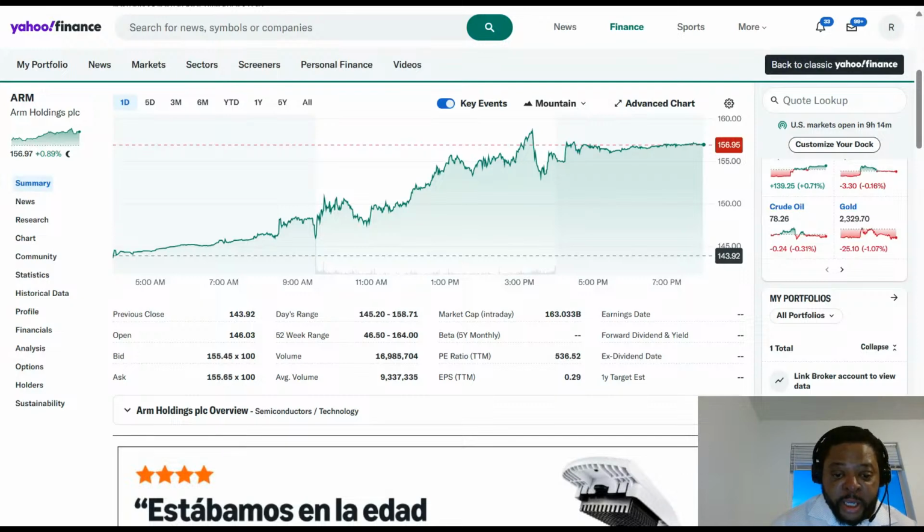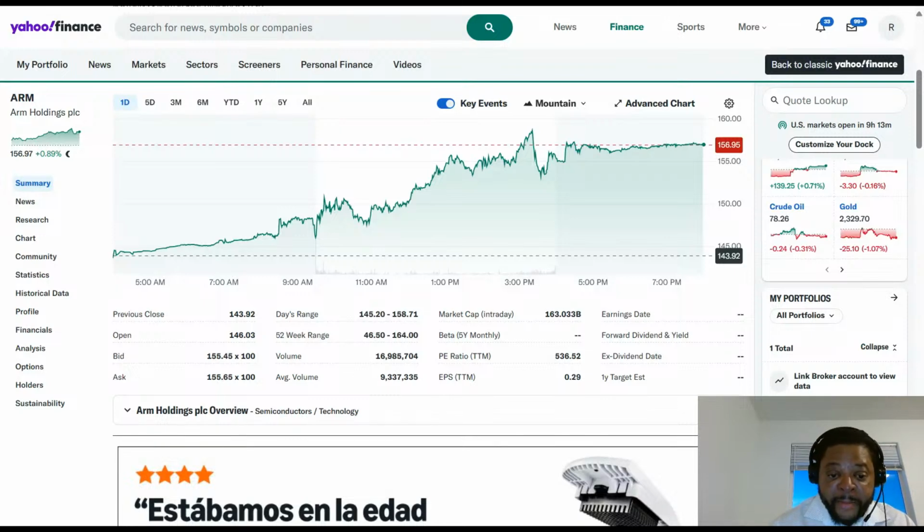Market cap intraday. So the market cap of this company is $163 billion. Okay, 163 billion. That's a lot of money. I'll tell you how to find market cap later, I'm just covering this right now. That's the total market capitalization of the company. I think you would do the outstanding shares, that means all the shares that the company has multiplied by the stock price. I think that's how you get that number, if I'm not mistaken.